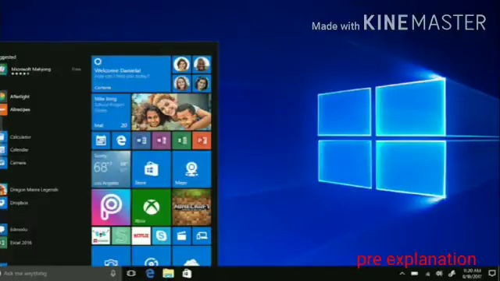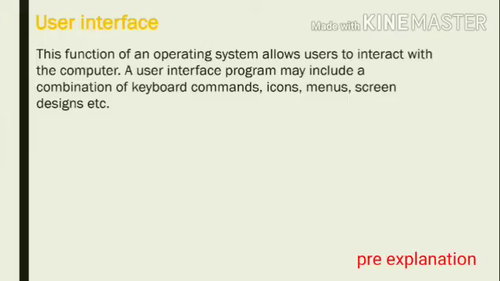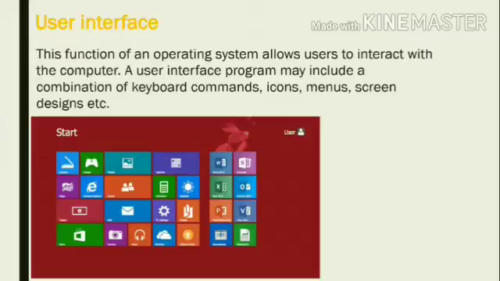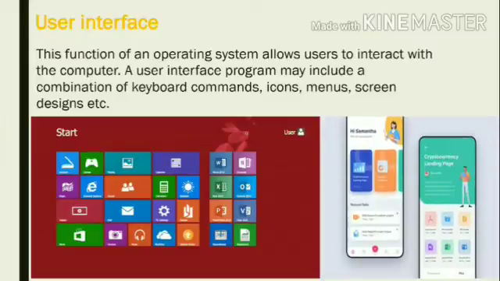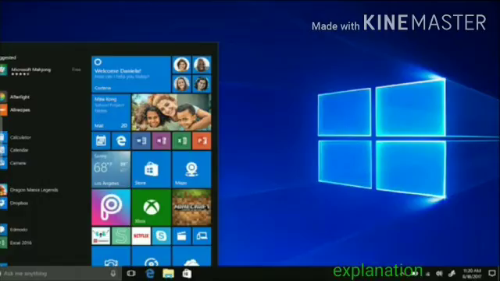In reality, user interface means the screen of the computer which you see when your computer is switched on. In simple words, the screen of the desktop is called the user interface, which is loaded with different icons and menus. Let's read the definition. This function of an operating system allows the user to interact with the computer. A user interface program may include a combination of keyboard commands, icons, menus, screen design, etc.